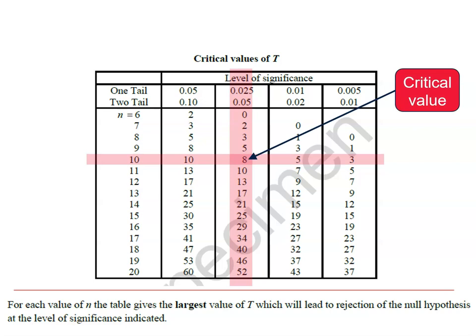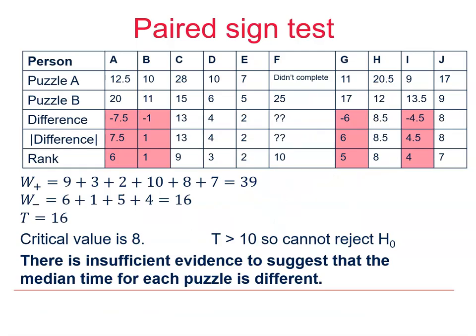Remember that we're looking to see if T is small enough to reject the null hypothesis. So the critical value is the largest T can be and still reject the null hypothesis. Our value of T is 16, so it's larger. It's not in the set of values which leads to rejection of the null hypothesis.